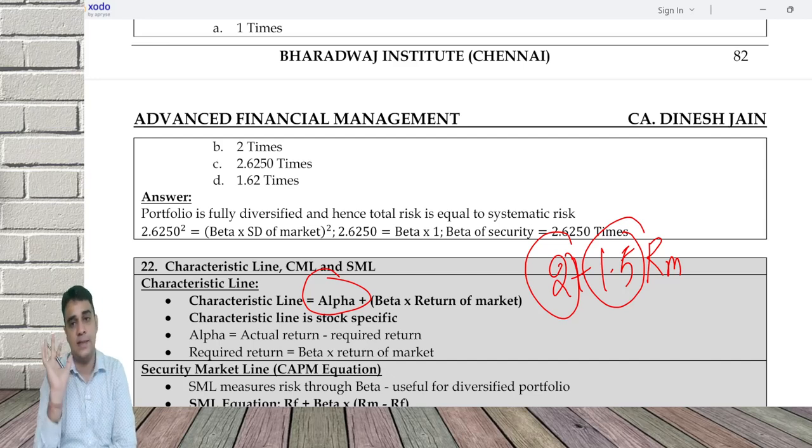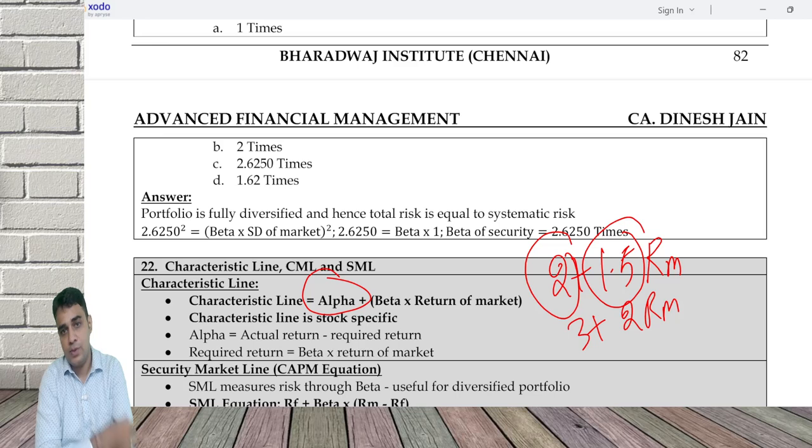This is only for TCS. This is not for everyone. Alpha plus beta into RM. You want it for Infosys? Put 3 plus 2 RM. 3 is the alpha of Infosys, 2 is the beta of Infosys, into RM. Change RM, the returns will keep changing. So alpha, how is it calculated? There are certain changes. I'll explain that later as we proceed.